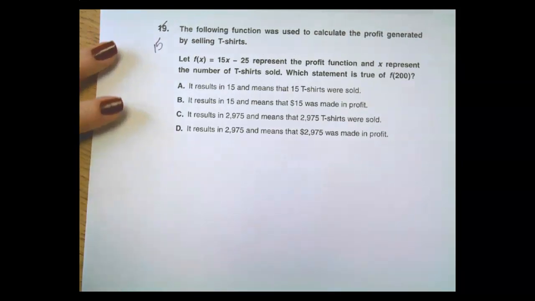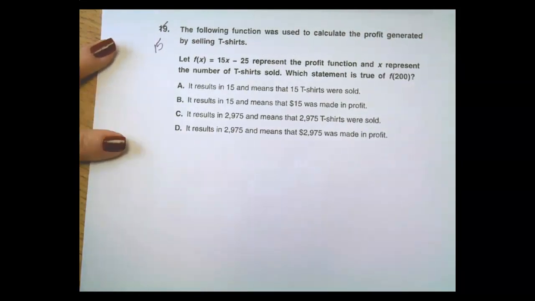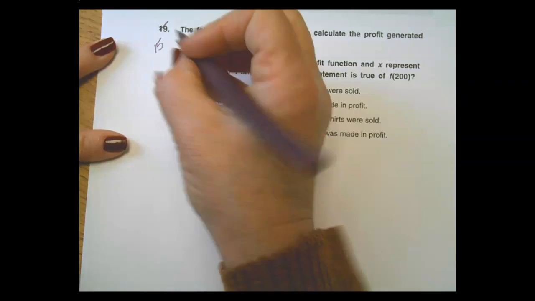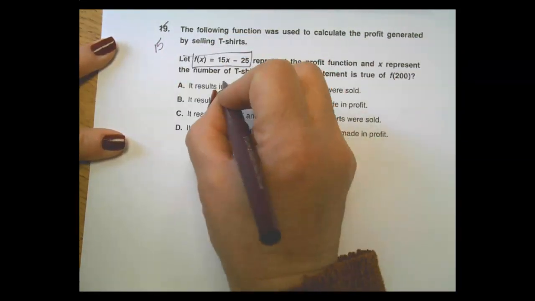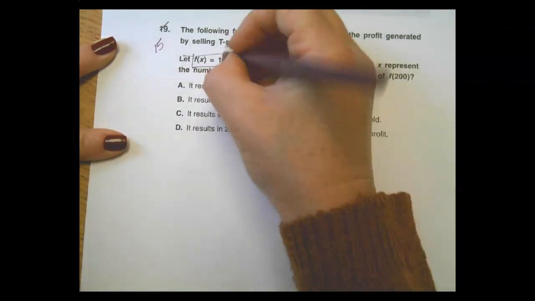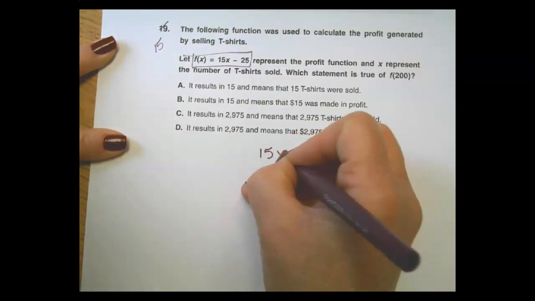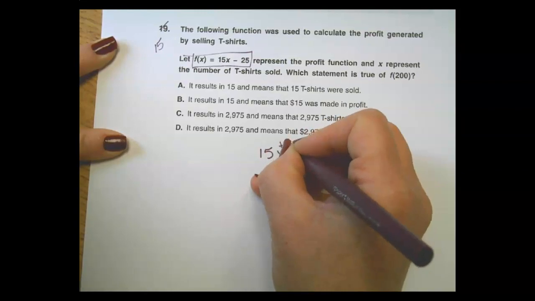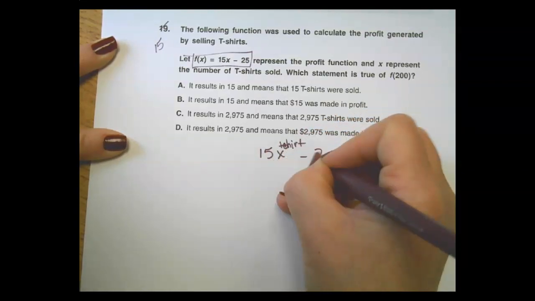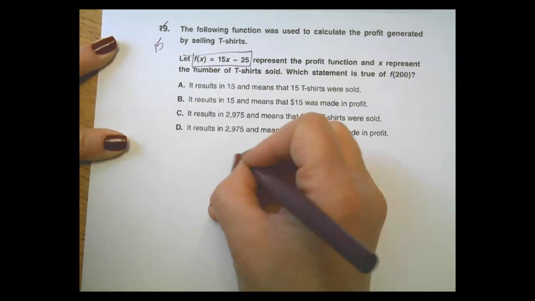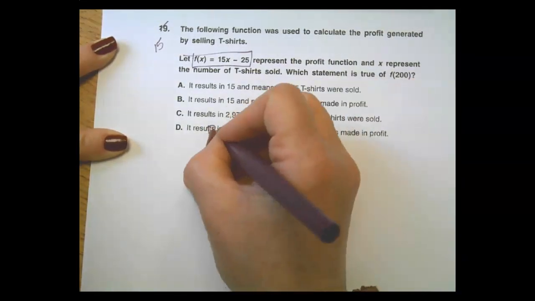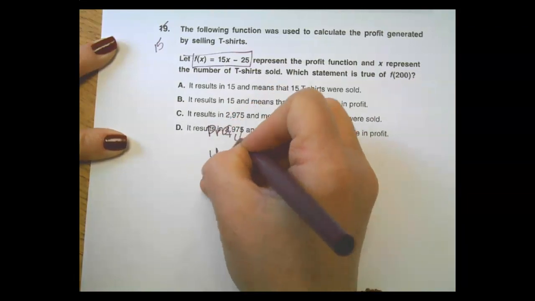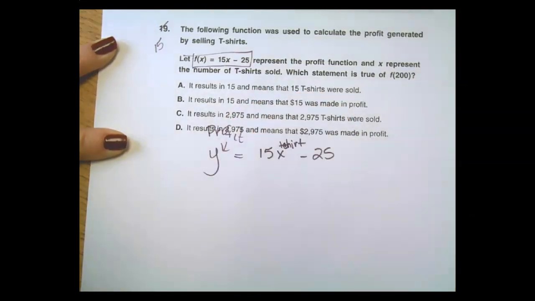A few more. Next one. Here, make sure you understand when you see this, it's telling you X is the t-shirts sold. So I always say 15X is t-shirts, minus 25 equals, we'll make that Y. Y is your profit. This equation is your profit. This is the equation that came up with for the profit.